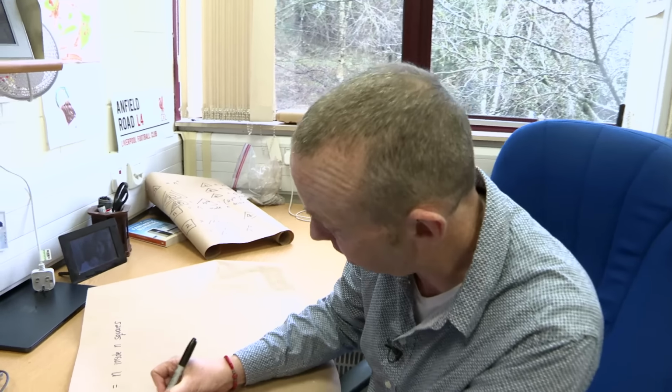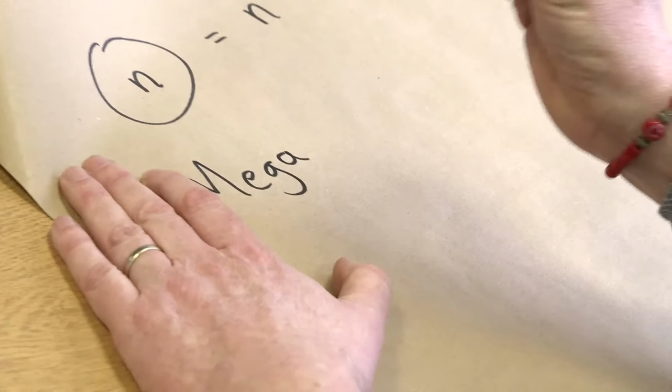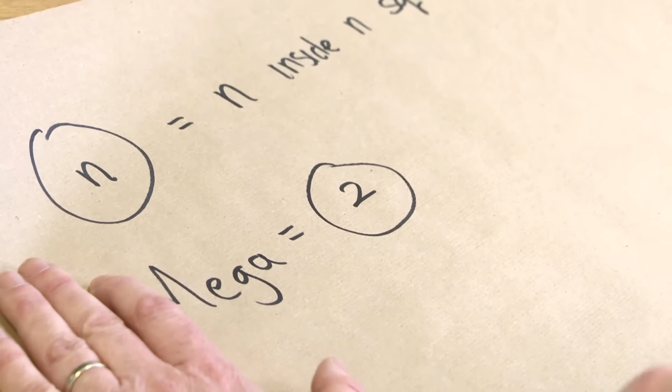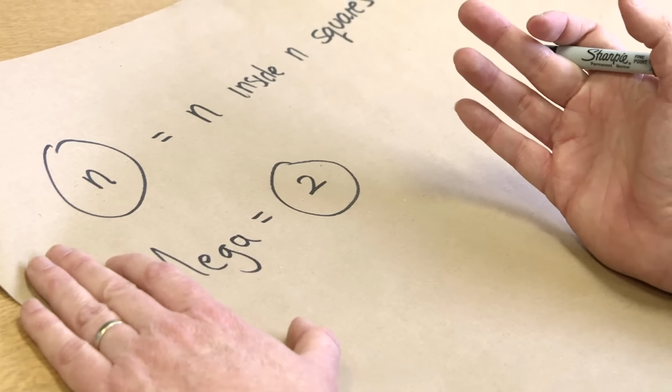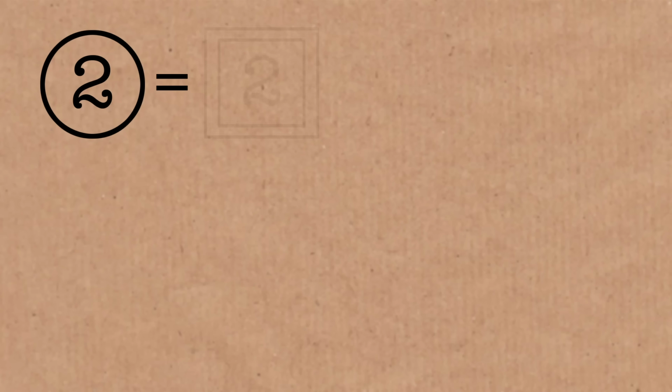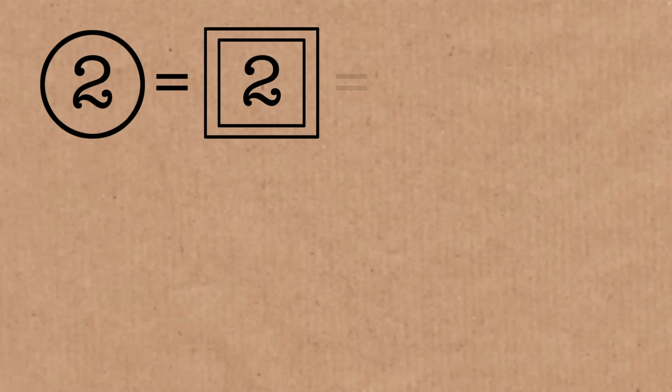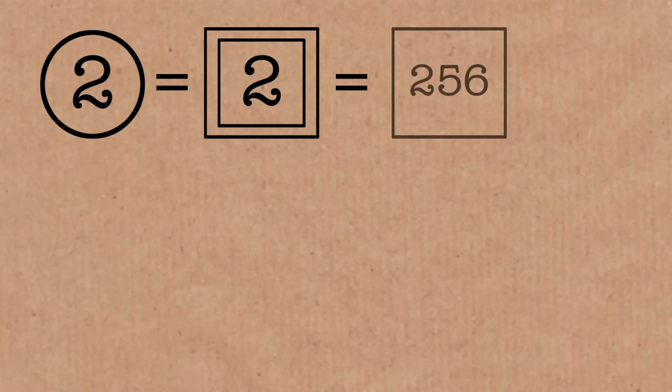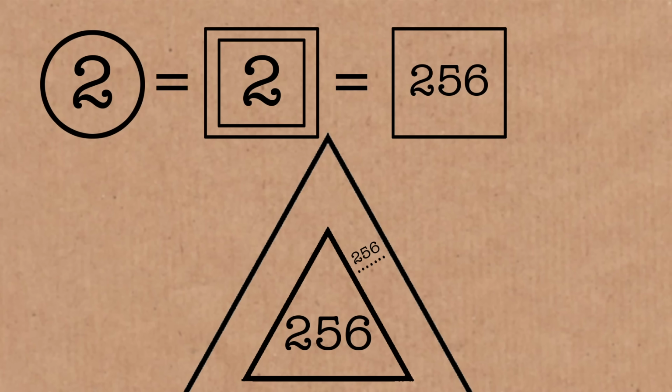This is obviously going to generate very big numbers. In fact, straight away, we're going to hit a mega. So what is mega? Mega is defined as circle 2. Okay, so let's figure out what this is. It doesn't feel like it would be that big. You don't think so, Brady? Not with 2. Well, let's see. This means a 2 inside 2 squares. Well, we just calculated what square 2 was. It was 256. So that means that this is square 256. Remember what this now means: 256 inside 256 triangles.